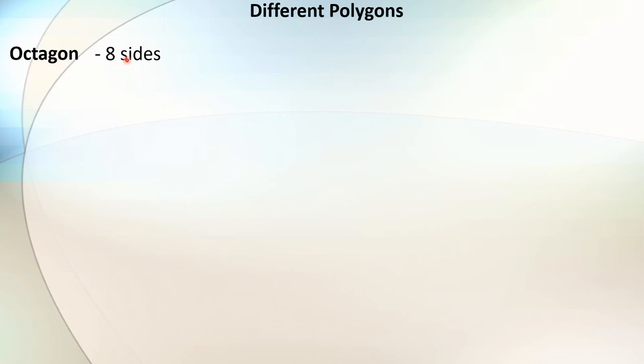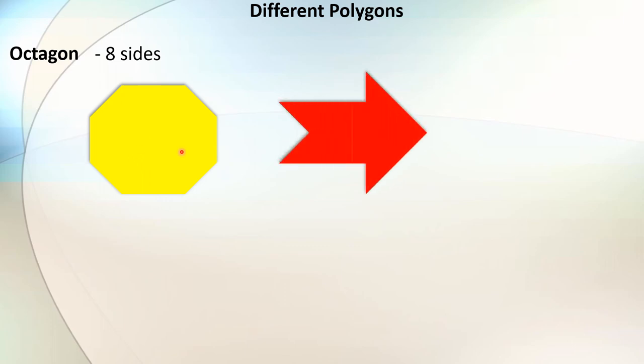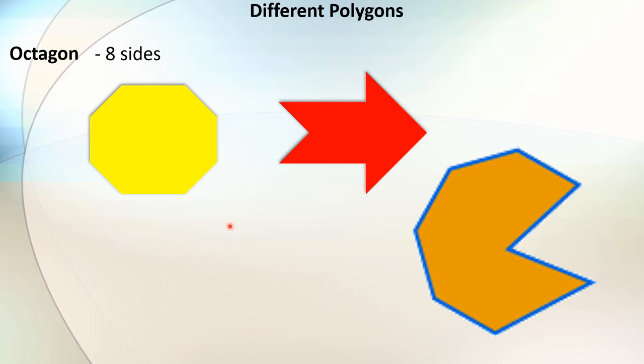Octa is all about 8. Basta octa. Okay, so examples are this one. If the sides are not equal, it's an irregular octagon again. But if the sides are equal, it's a regular octagon.